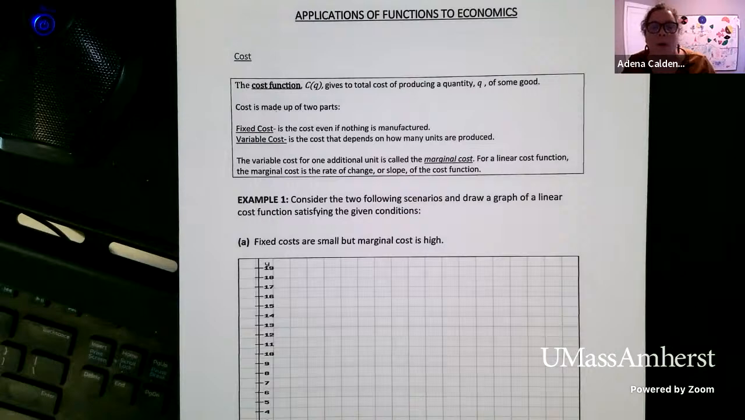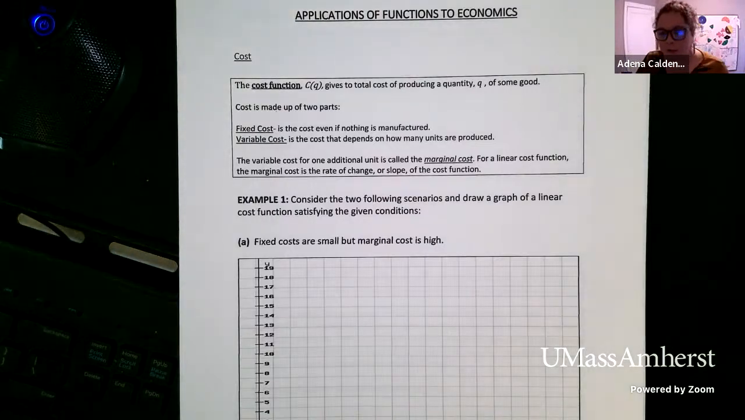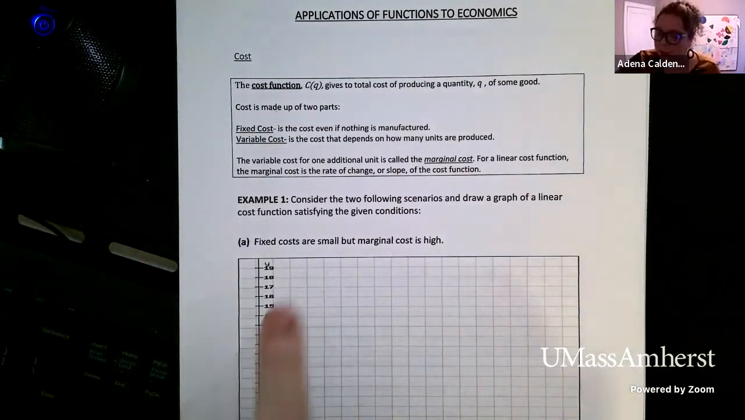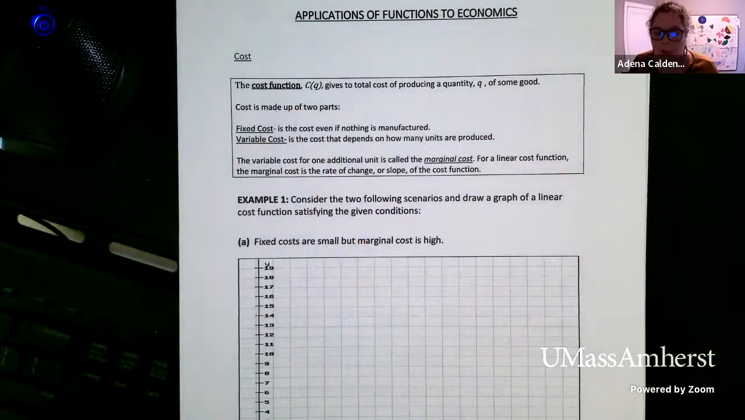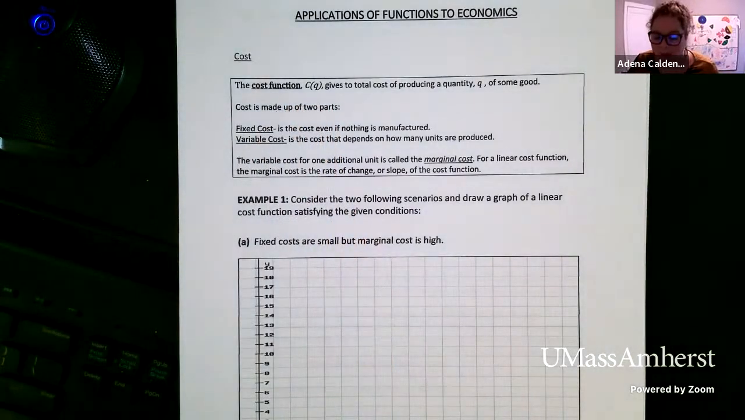So for now, we're going to think about this as a linear function. So cost, you're going to see as C of Q. Q is quantity, so the quantity that you are making.